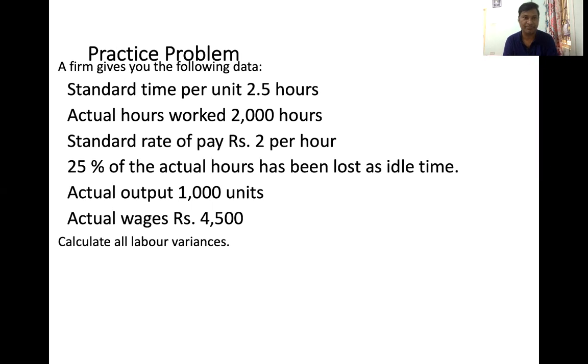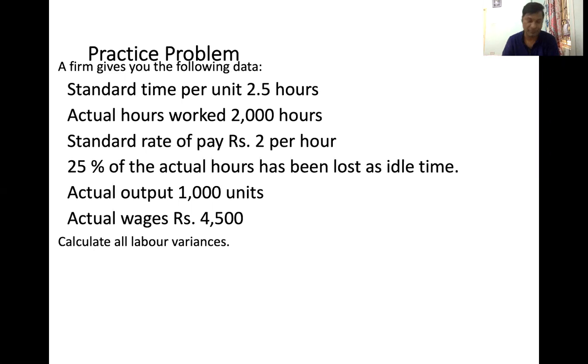Look at this problem. A firm gives you the following data. Standard time per unit, 2.5 hours. Earlier, quantity was given. Now it is hours. Actual hours worked, 2,000 hours. Standard rate of pay, 2 per hour. Earlier it was price, now it is rate, standard rate, 2 per hour. 25% of actual hours have been lost as idle time. Actual output 1000 units, actual wages 4500 rupees.